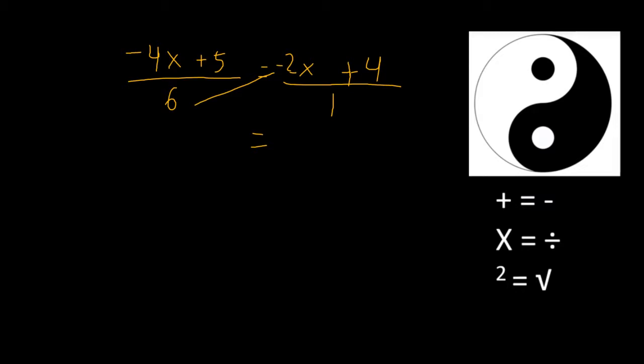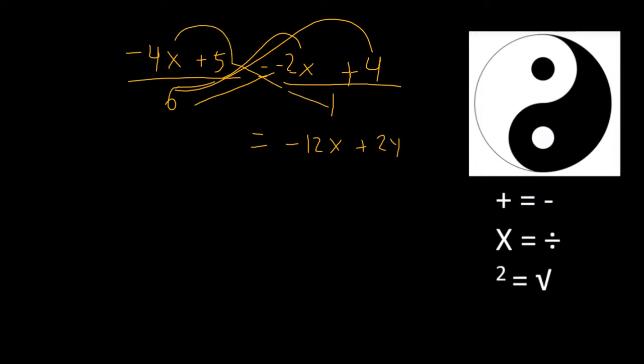A lot of students know to multiply this and then this, but they forget to distribute it to also this one over here. So what it becomes is negative 12x plus 24. And then obviously this 1 goes here and then here, but anything times 1 is the same thing. So I'm going to rewrite it as negative 4x plus 5.